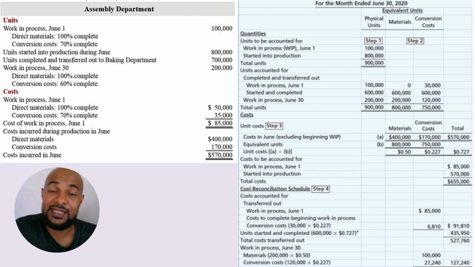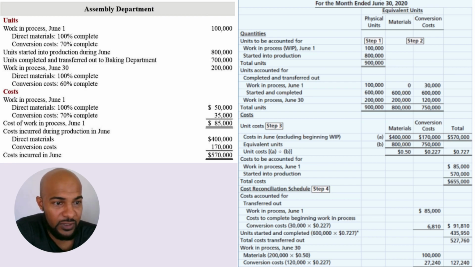The work in process at the end of the month, at the end of June, is 200,000. So that is 100% complete with respect to direct materials and 60% complete in terms of conversion cost. This is enough information for us to do the first two steps in our reconciliation sheet. So let's go look at the reconciliation sheet on the right.